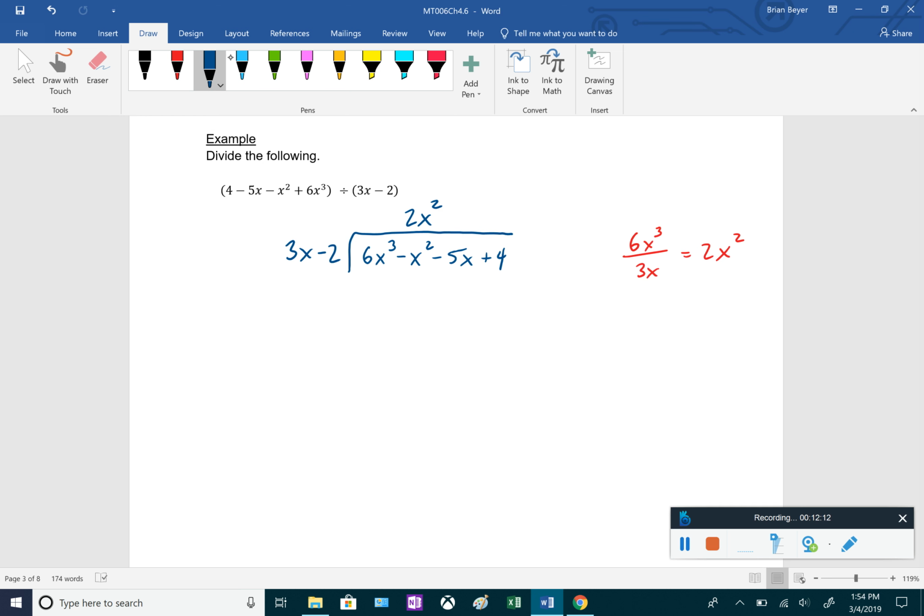Then we're going to multiply 2x squared by 3x minus 2. We get 6x cubed minus 4x squared. We have to subtract it. The cube terms are going to cancel. Then we get negative x squared minus negative 4x squared. That's negative x squared plus 4x squared, which is 3x squared. Bring down these other terms, and then we just repeat that process.